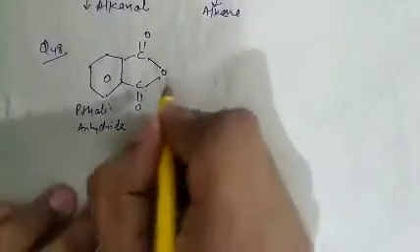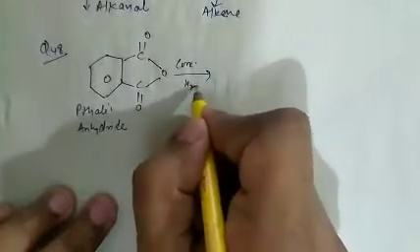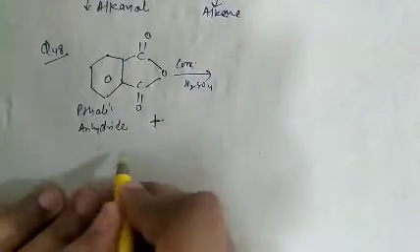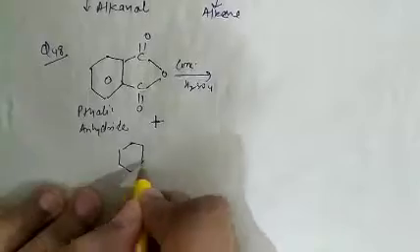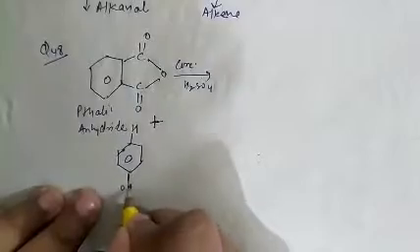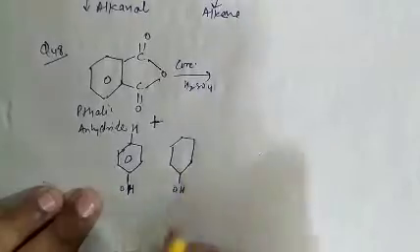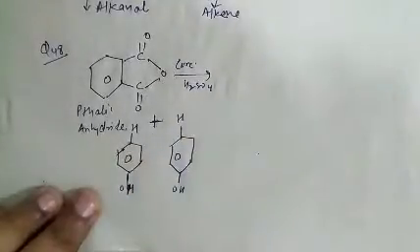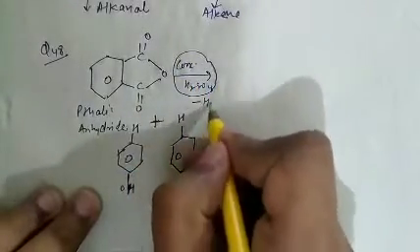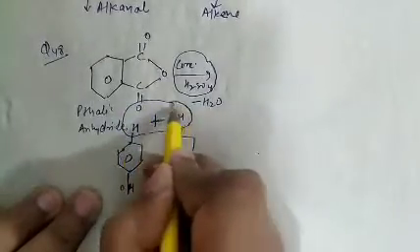When phthalic anhydride reacts with concentrated H2SO4, the reactant involved here is phenol. So phenol, H of this and OH, and also one more phenol molecule, that is OH and H here. Now the reaction takes place as concentrated H2SO4 is a dehydrating agent, so removal of water. So water will be removed by taking 2 hydrogens of phenol and 1 oxygen.